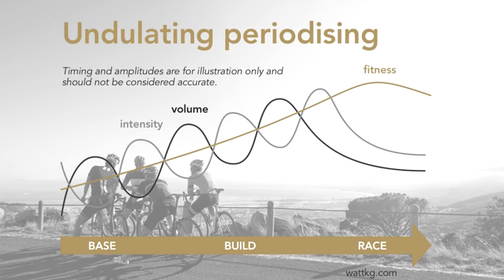So the alternative to this is non-linear periodization or undulating periodization, which is basically that you're cycling what happens, varying. Although your trend is generally up, let's say your trend in intensity is generally up, your intensity and volume distribution might be different session to session or week to week. And this keeps the whole thing more stimulating.